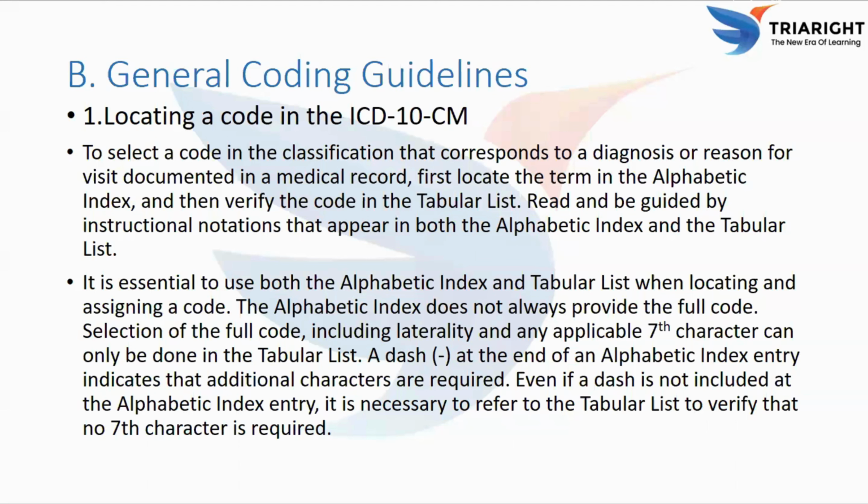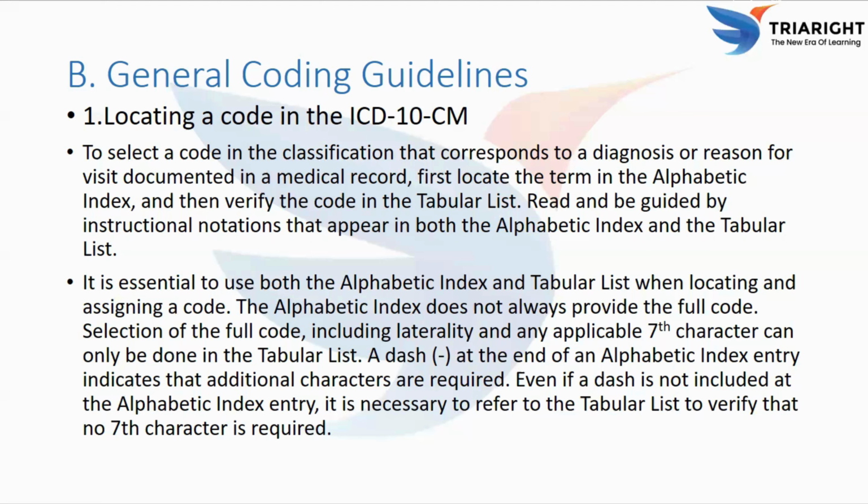Coming to conventions, you have already learned in the previous sessions. Now you are going to learn about the general coding guidelines, and after that the chapter specific guidelines. So what is the purpose of these guidelines? To help the coders. How to help the coders? To understand the structure and meaning of codes, to apply the correct sequencing of the multiple codes, and also to follow the uniform national standards for medical coding.